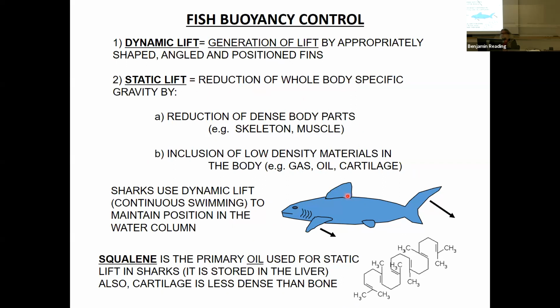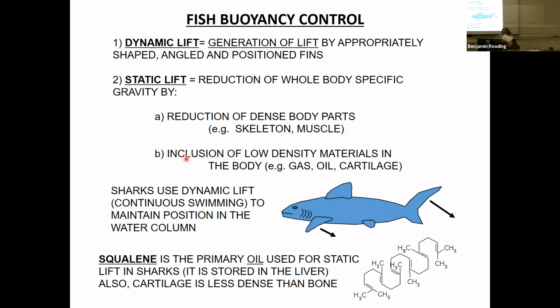Static lift is, what if we reduce our specific gravity in the body? So again, get rid of the armor. We don't need heavy bony plates. Let's reduce our dense body parts. In the case of chondrichthyes, let's get rid of the skeleton entirely. We don't need it anymore. It's not important. Let's reduce our skeleton, get rid of it. That way we can replace it with muscle that we can use for forward locomotion.